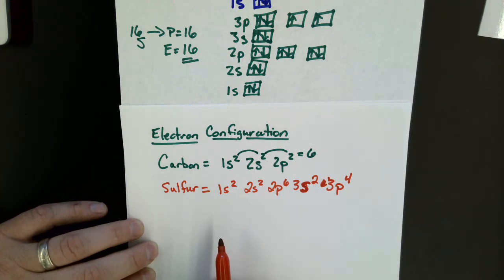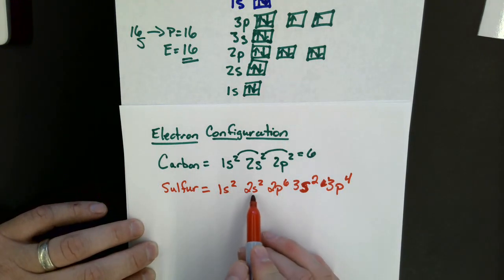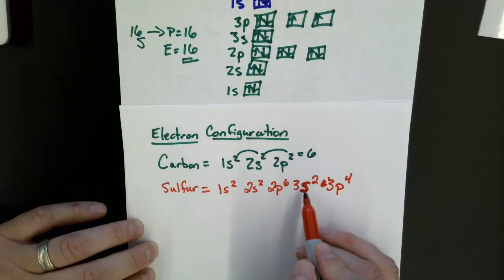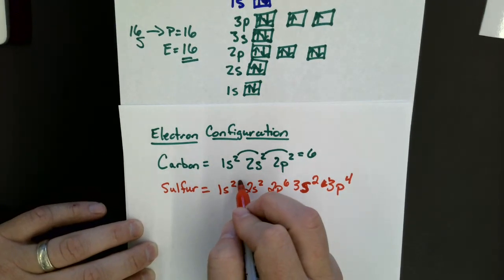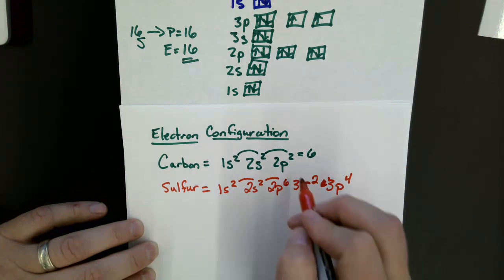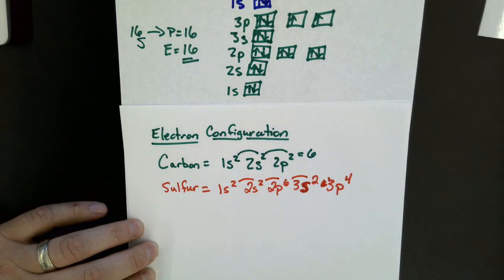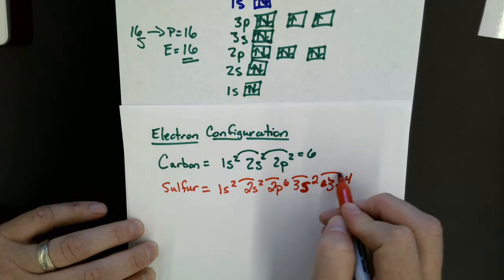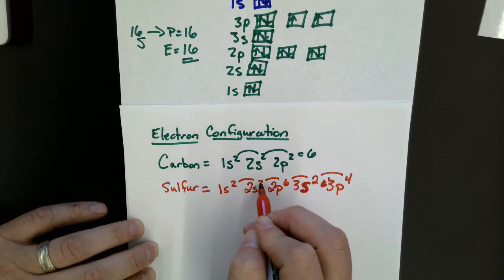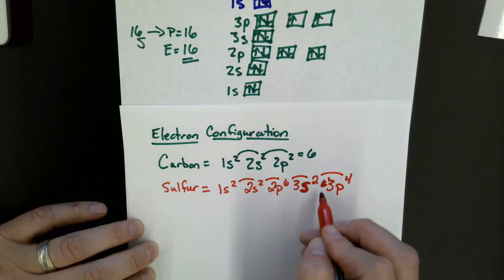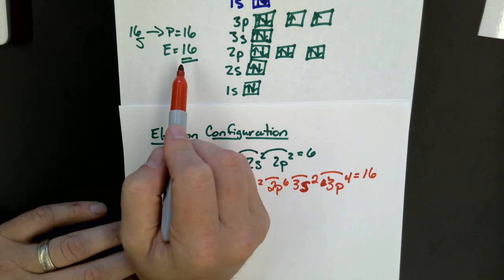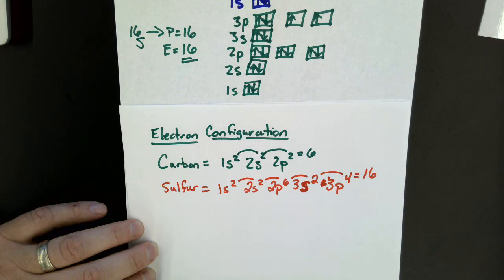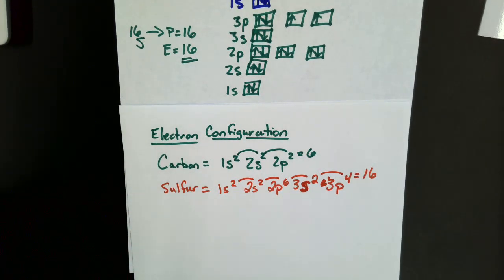So our electron configuration for sulfur would be 1s2, 2s2, 2p6, 3s2, 3p4. If we add it up, 2, 4, 10, 12, and again that's 16, which is the number of electrons that we should have had right there. All right. So it's pretty basic, simple kind of stuff that we're doing.